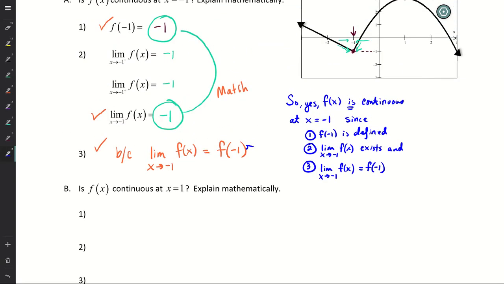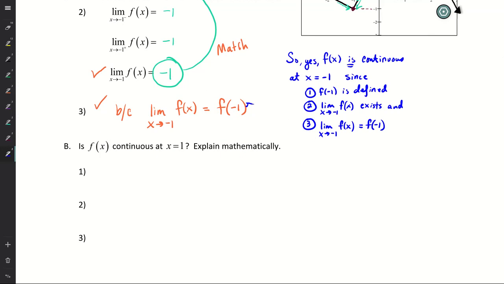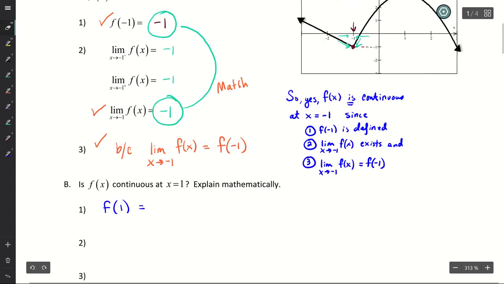In this particular one, I've done the 3 bullet points over here to the side. So we're not going to rewrite those again like we did at the end of this particular one, but it says explain mathematically. So we're going to explore each of those options. The first thing we want to do is look at the function value at 1. So let's see if the function value at 1 exists.